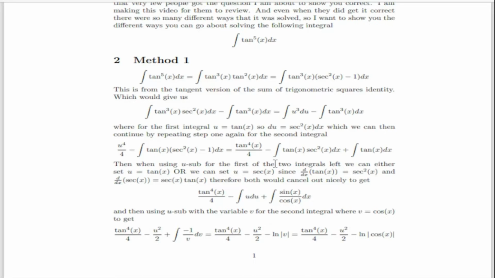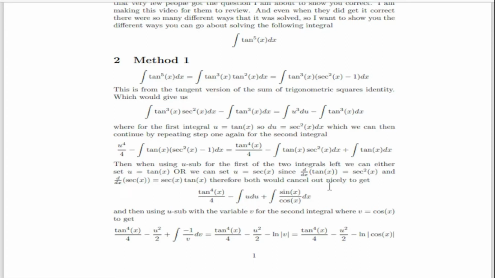So then you can separate this, and this ends up being tan to the fourth of x over 4, and then you can do u sub again in either two ways. So for the first way, you can do u equals tan of x, or you can do u equals secant of x. Both work. So when you take u equals tan of x, you get secant squared x dx. If you take u equals secant x, you get secant x tan x dx. So therefore, both would cancel out nicely to get what we had originally, tan to the fourth of x over 4 minus the integral of u du.